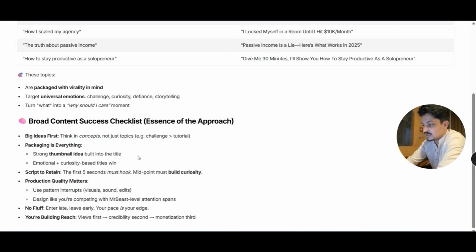Packaging is everything. The first three things that the audience is going to basically judge you on, and you are going to get the viewer to win on these three things. The first is title, the second is thumbnail, and third is going to be your intro, right? If these three pillars are assisting each other or relevant to each other, then you are getting the viewer. That's the stuff. So you have to keep this in mind. So yeah, emotional plus curiosity based titles win.